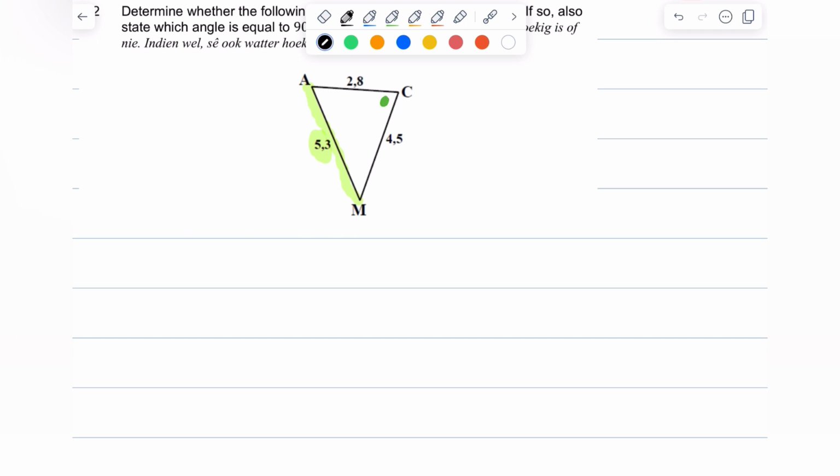So we will then proceed to say, okay, let's go see what is AM squared. Now, AM squared is equal to 5,3 squared. And if I find out what is 5,3 squared, that is equal to 28,09. So AM squared is equal to 28,09.